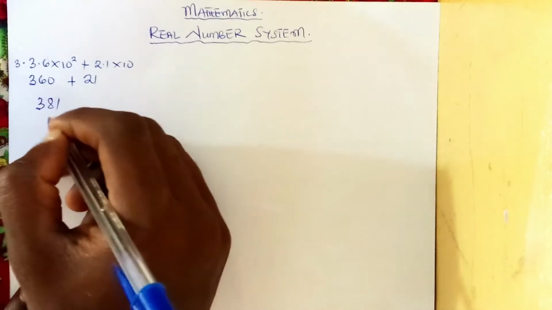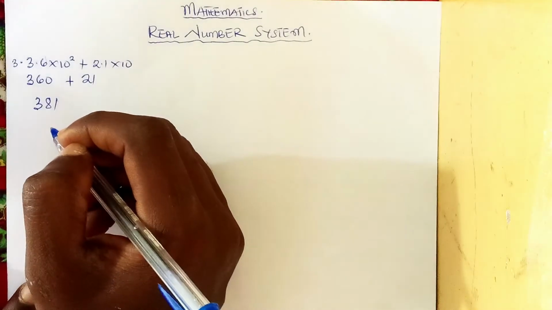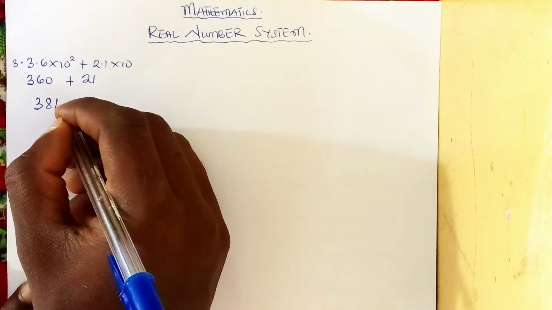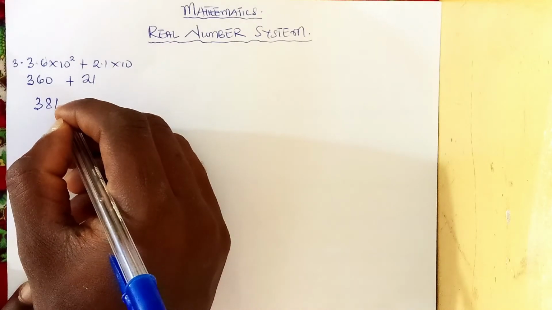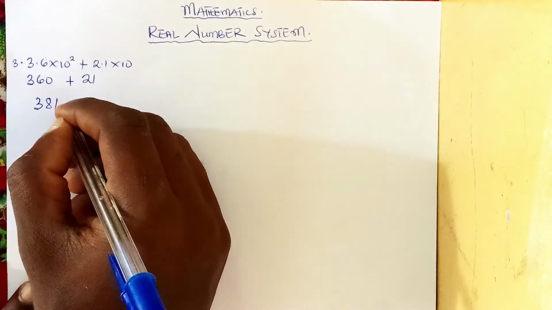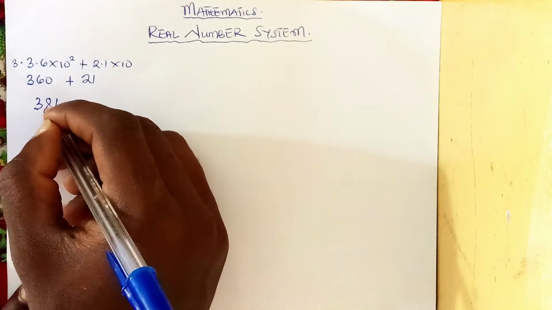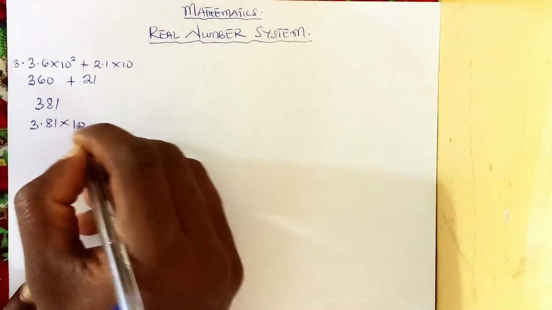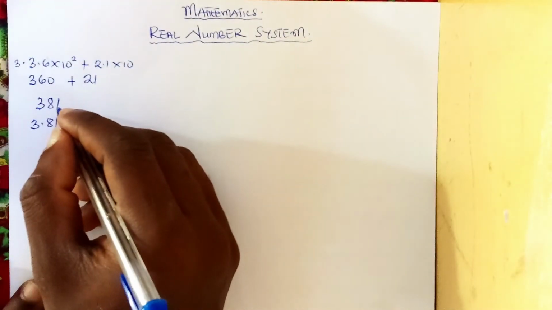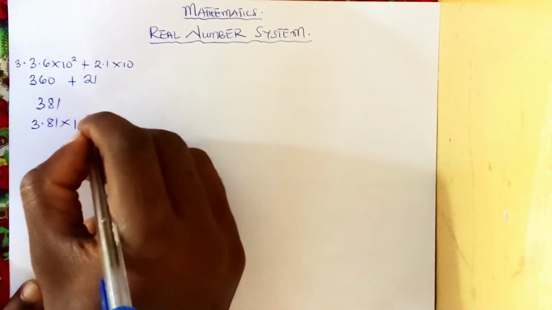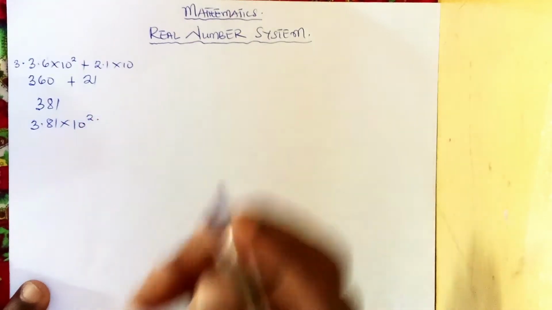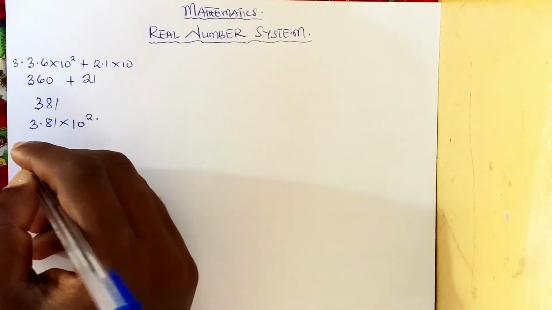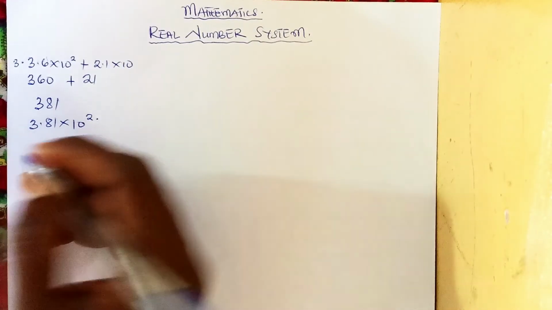After getting this answer, now we have to convert it back into the standard form. Now the point is located behind the last number. So we move it to the left. So 1, 2. We are going to get 3.81. We have the constant, that's 10, raised to the power. How many times did we move our point? We moved it twice. So raised to the power 2. That's our final answer. The last part of it is multiplication and division of standard form.